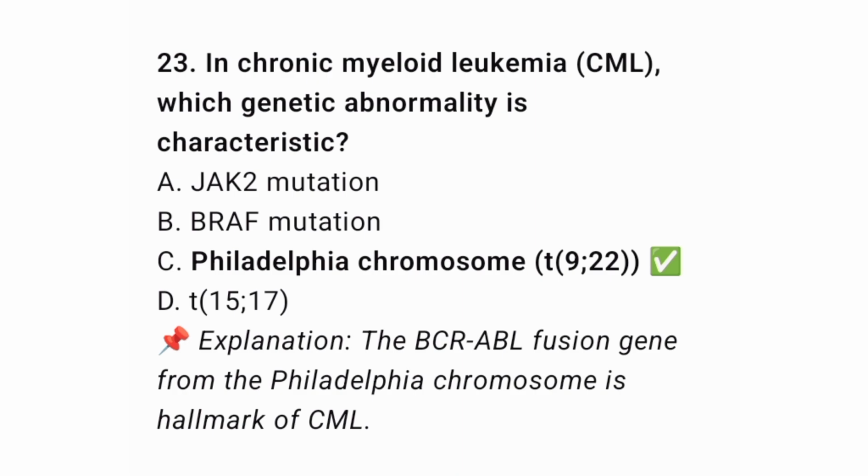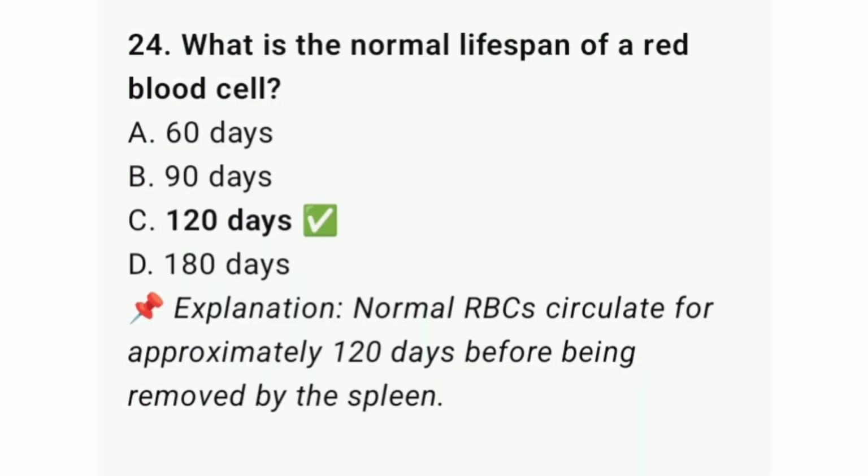In chronic myeloid leukemia, which genetic abnormality is characteristic? Philadelphia chromosome. What is the normal lifespan of a RBC? 120 days. Normal lifespan of RBC, 120 days.